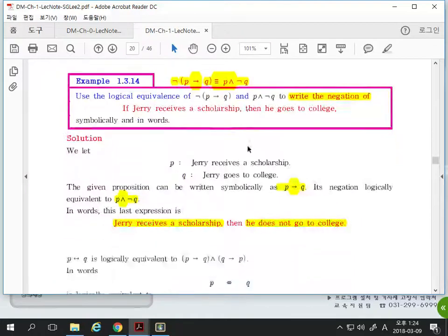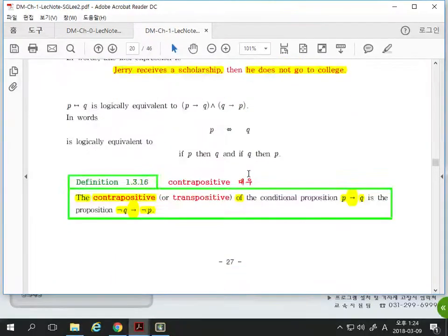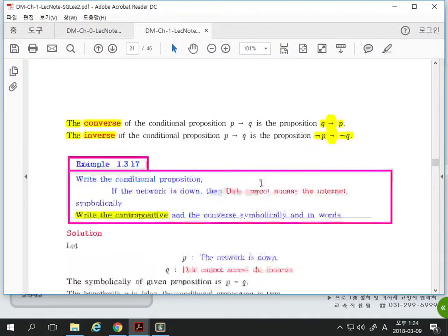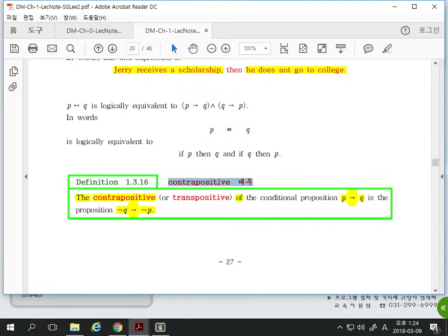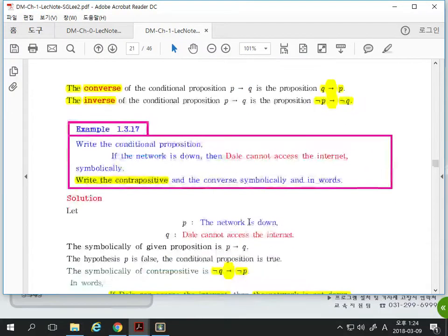With all this, and also the contrapositive, this is also important. Contrapositive. The contrapositive of P implies Q is not Q implies not P. They are also logically equivalent.